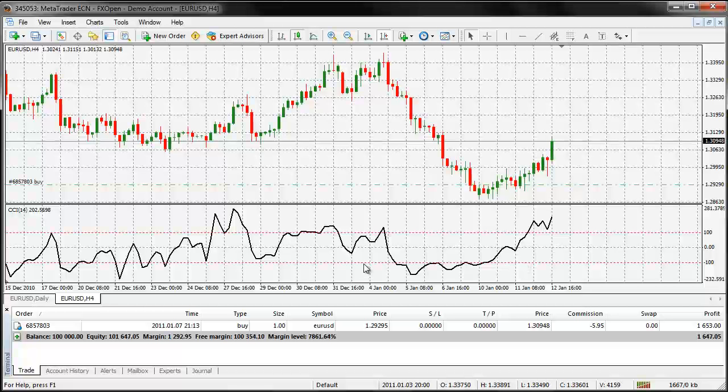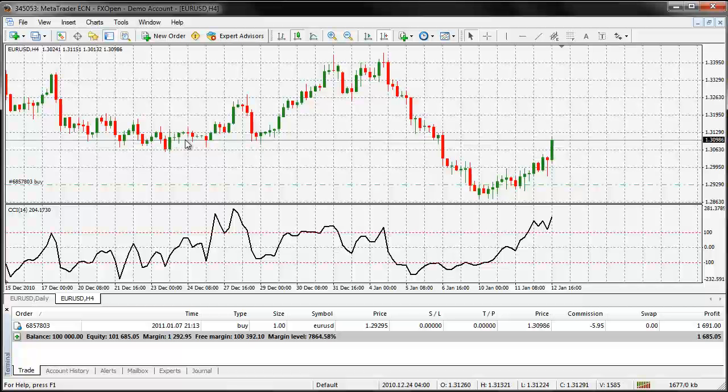Okay, and the first thing we really need to look at is the areas in the market where we can go long. Now there's two ways that you can go long, there's two ways you can go short, but there's only one preferable way to go long or short with this particular indicator, or with this particular method I'm about to show you.